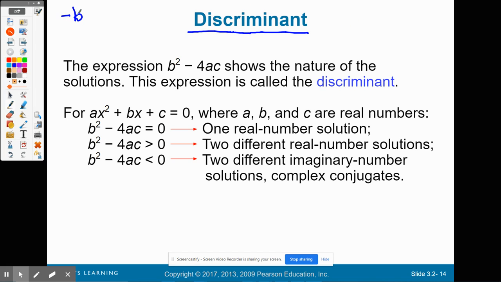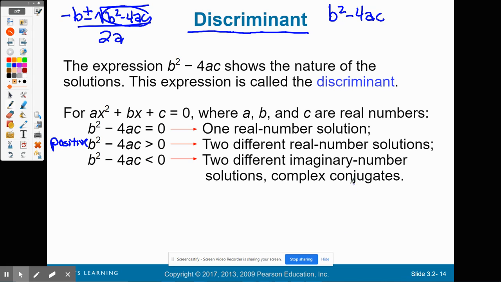In the quadratic formula, negative b plus or minus square root b squared minus 4ac, the only thing that we need to know to figure out what my graph will look like is this, b squared minus 4ac. Because if it is positive, greater than 0, you're going to get two real number solutions because you're going to get a square root of a number, which is a real thing, and it will touch 2 times.